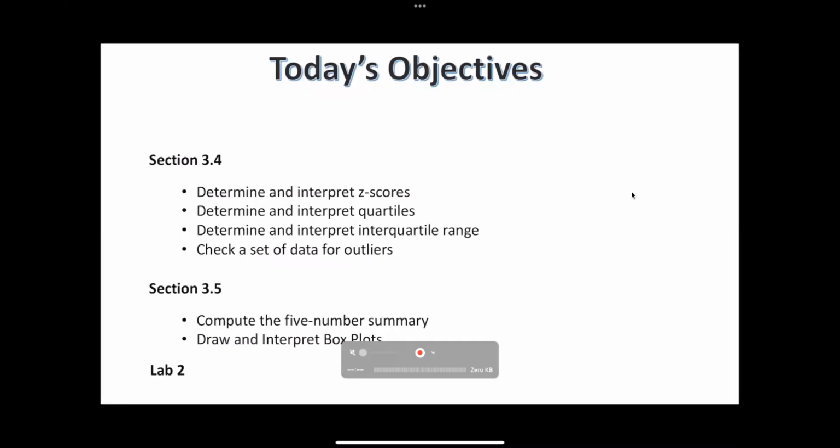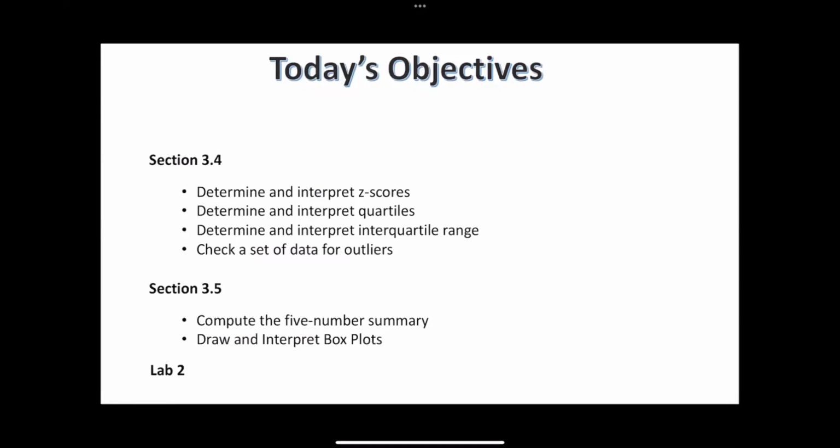All right, so the recording is in progress. So our objectives today, we're going to go through section 3.4 and 3.5. I believe they're squished together into one assignment. So 3.4 and 3.5 is one homework, and then chapter 4 is the other one. So I believe that that's how it's set up because they all fit together.